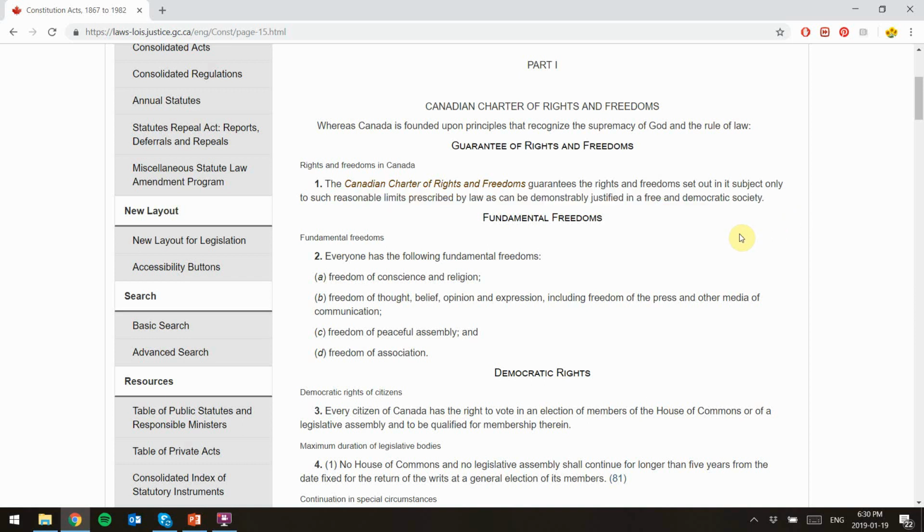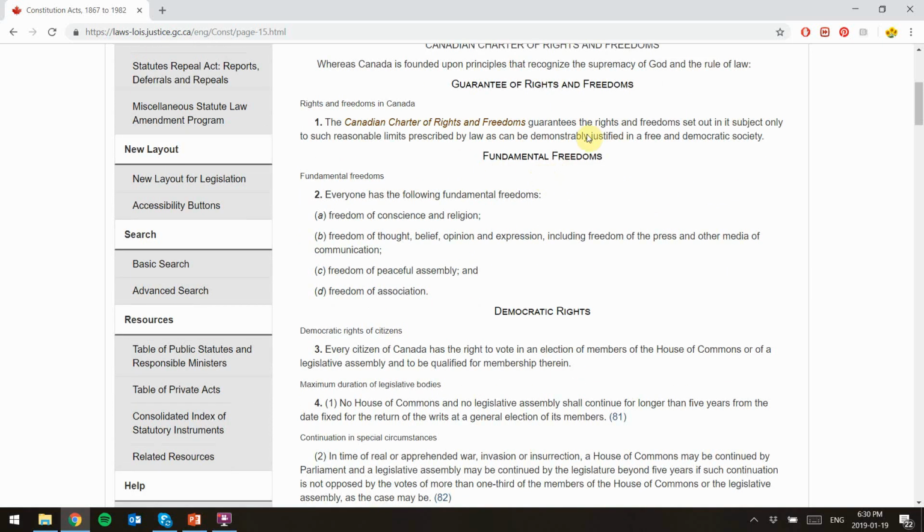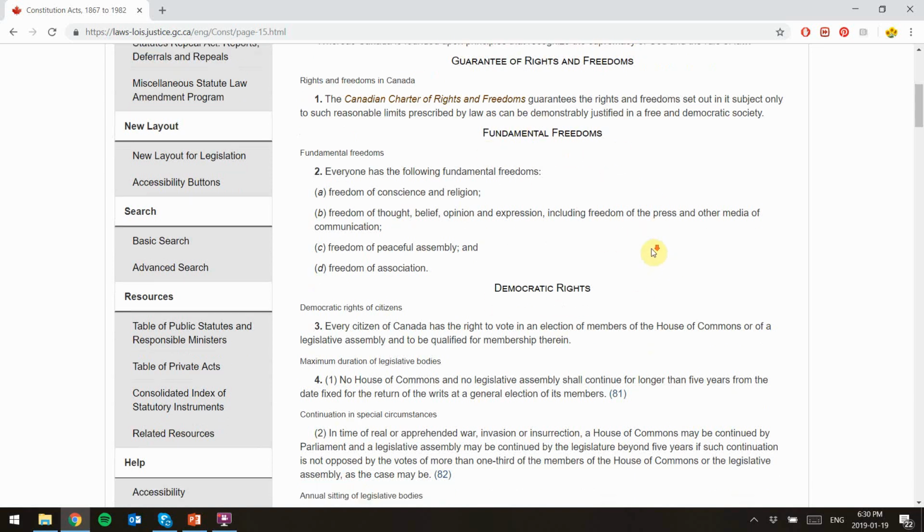Anyway, so there are a variety of different types of freedoms enshrined in the Charter of Rights and Freedoms. The first set is your fundamental freedoms. These are things like freedom of religion, freedom of association, of assembly, of thought, freedom of the press. Those are all these fundamental freedoms that every individual has.